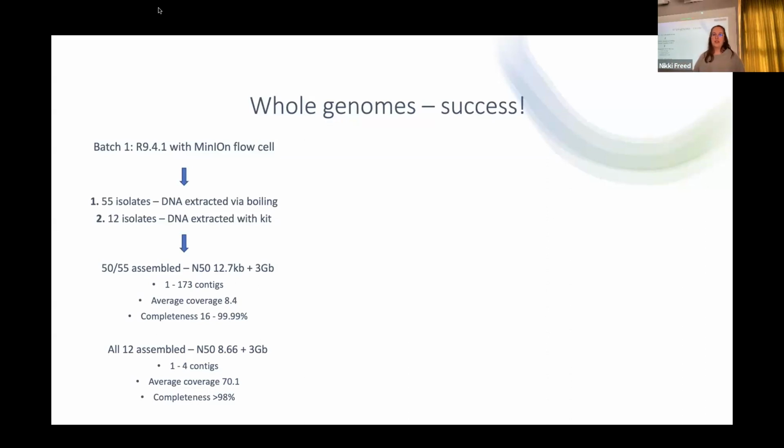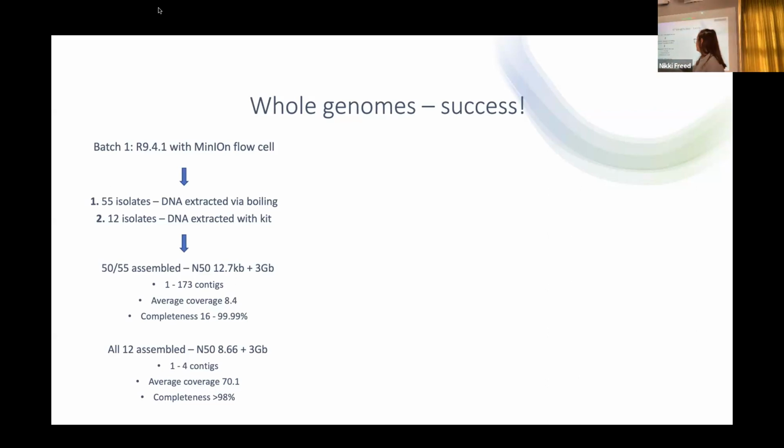Of the 55 isolates that Esme and Sophie had submitted for sequencing, they were only able to assemble 50 of them. We had quite a variable range of contigs. Some bacteria were able to be assembled all in one contig, others took quite a few more. The average coverage was all right, but the completeness of those genomes was quite variable as well. We also obtained 3 gigabytes of base called read data.